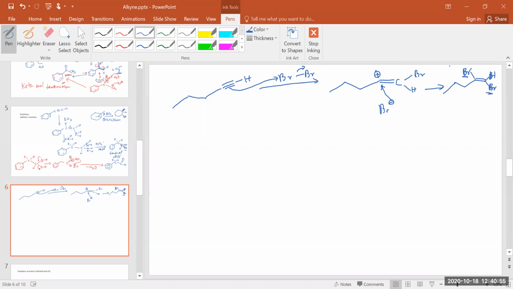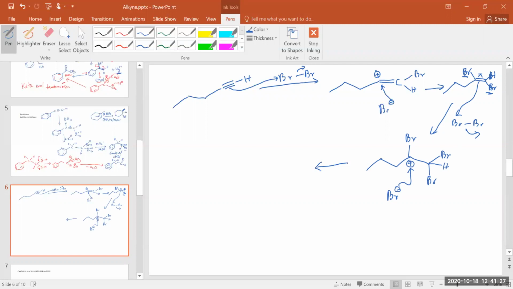Both the bromines are in opposite direction. Okay, and then again, you have one more pi bond. This will react with another bromine. And again, the more substituted carbocation will form, Br, H, Br, and here you have Br positive charge. Okay, and in this step again, bromine will be added, and the product will be Br, Br, and Br. Okay, tetrabromo alkane product.